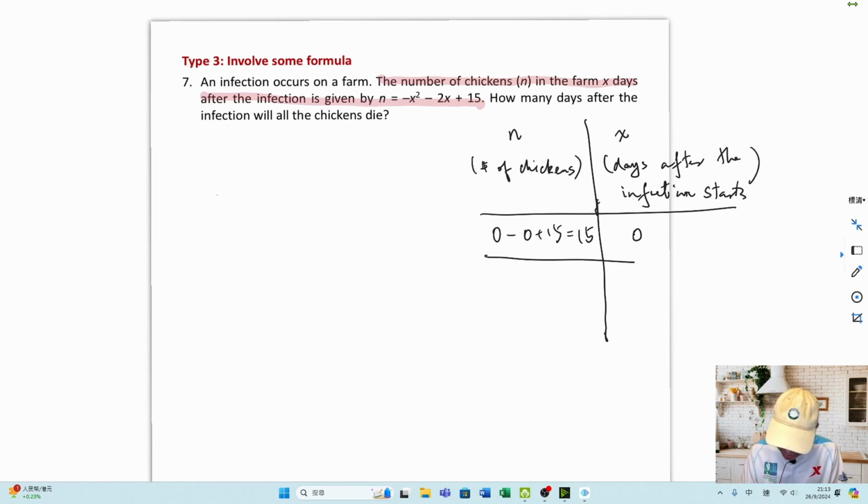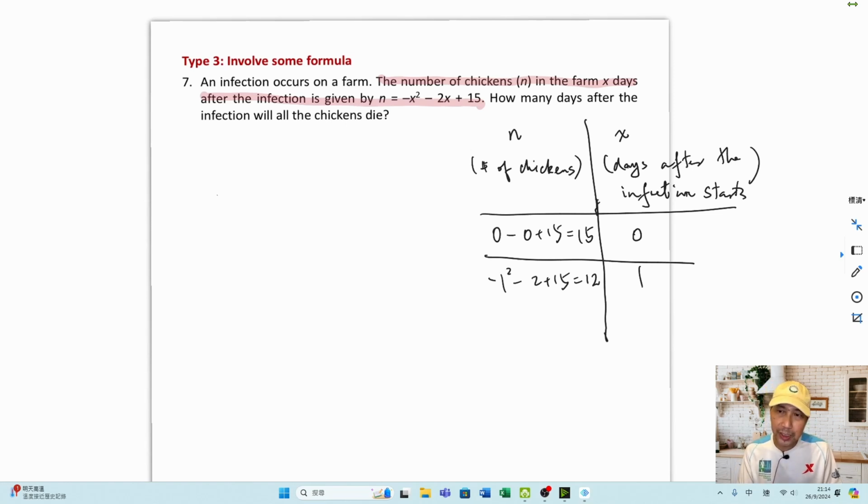Okay, the next value I want to plug in is 1. After 1 day, how many chickens are still alive on the farm? Okay, we put x is 1, negative 1 squared minus 2 plus 15. So after 1 day, there are only 12 chickens still alive. Perhaps the disease is quite deadly, so 3 chickens die on the first day.